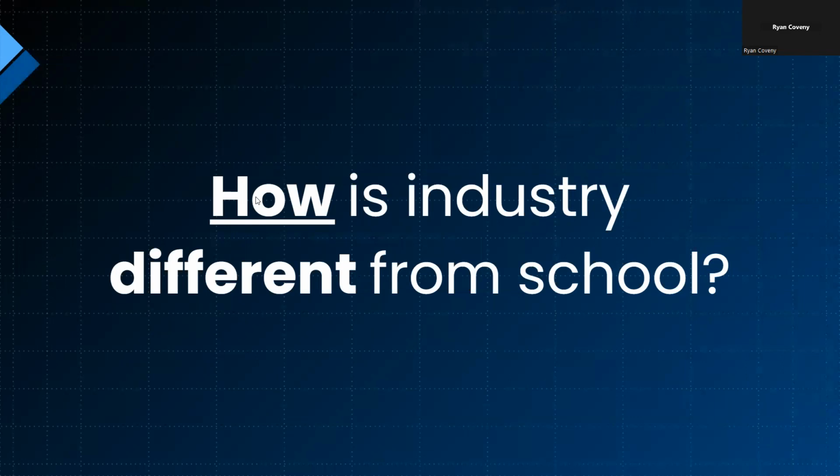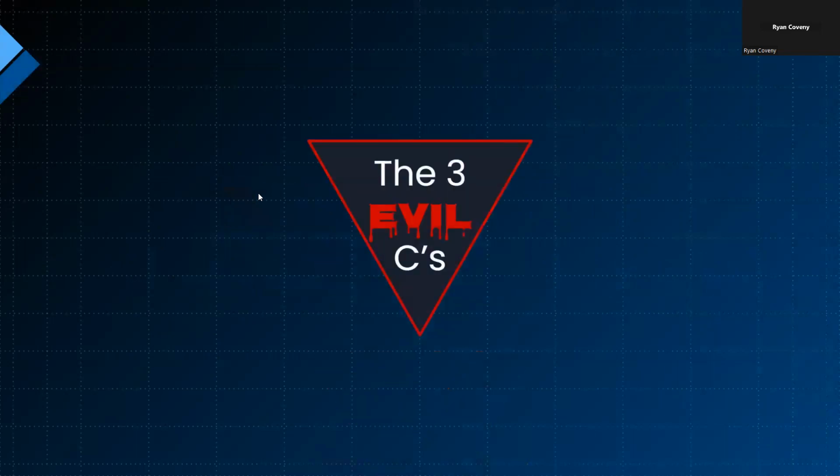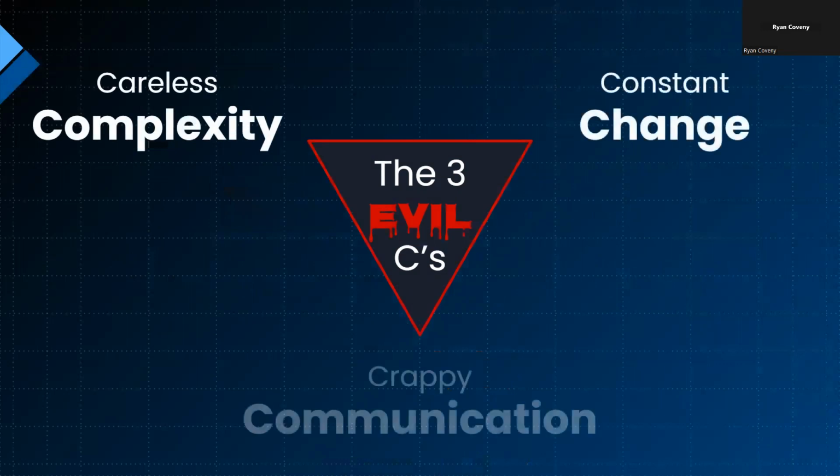I like to name some of the biggest differences between industry and school the three evil C's. So when I say that no one warns you about these, they are the bad parts of working in software development that no one tells you about. So what are they? I like to say they are careless complexity, constant change, and crappy communication. So these are not good things. They suck. But they are a very real part of the software development life cycle that all of us will have to go through.